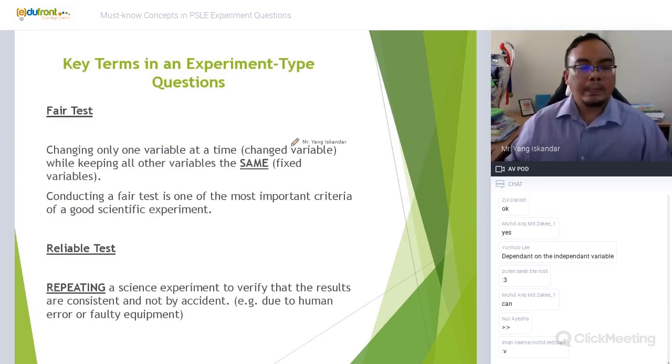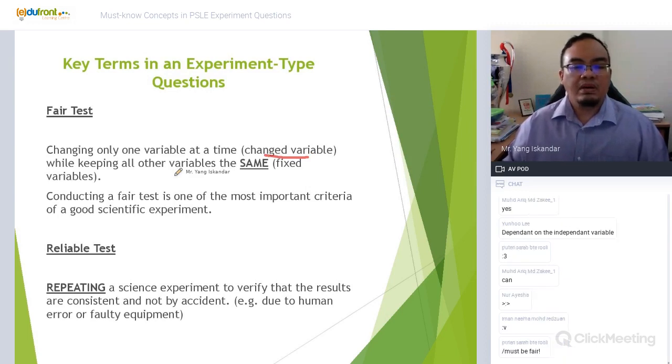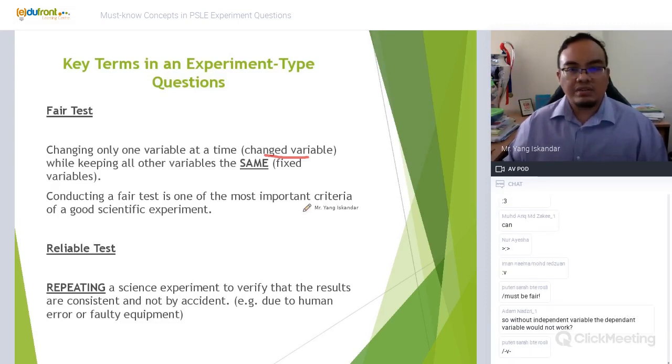A fair test. Now, what does a fair test mean? Changing only one variable at a time. That means there's only one change variable while keeping all the other variables the same. Conducting a fair test is one of the most important criteria in a very good scientific experiment. You can only have one change variable, you cannot have more than one. Now, reliable test. Some students may be confused between a fair test and reliable test.